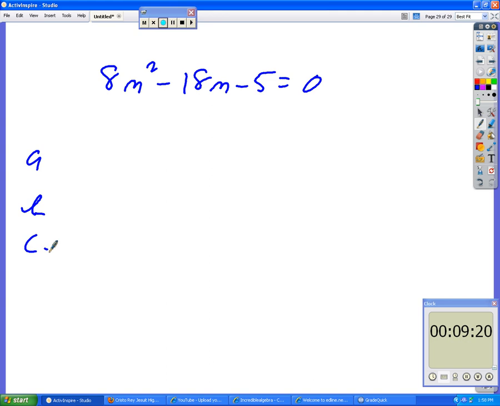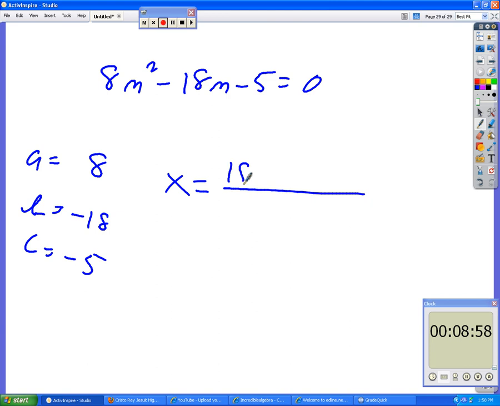A, B, and C. What's A? 8. What's B? Negative 18. And what's C? Negative 5. That's equal. The opposite of B. Positive, this is negative 18. The opposite of negative 18 is positive 18. Plus and minus the square root of B squared, or 18 squared. What's 18 squared?